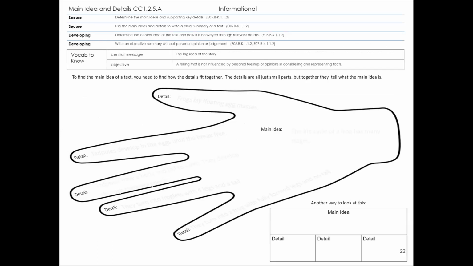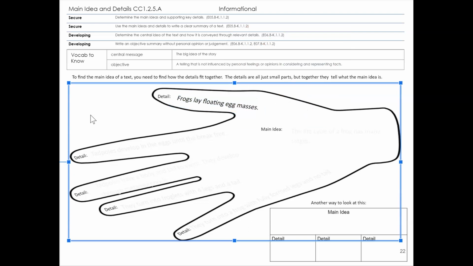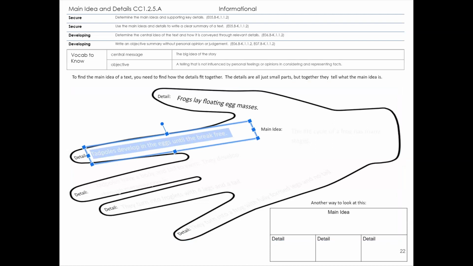Going back to the other slide, we'll start at the beginning where it makes the most sense. So this was told chronologically, starting at the beginning and moving towards the end of the frog's life. So the first detail that I'm going to add is that the frogs lay floating egg masses. So then that's followed up by tadpoles develop in the eggs until they break free.